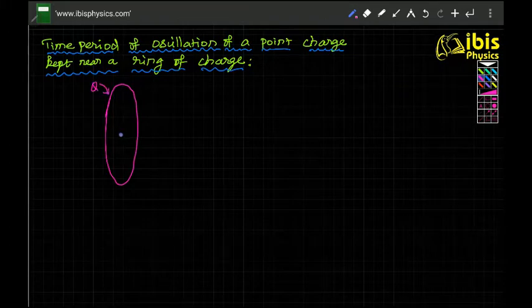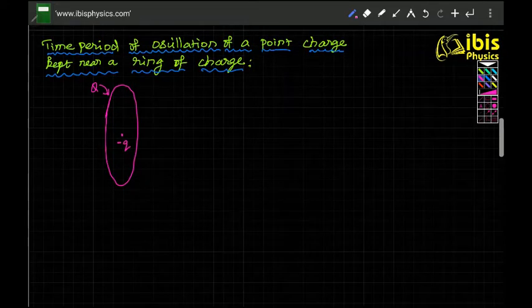And at the center, you are keeping a negative charge minus q. If you slightly push this charge to this side or this side through a small distance x, the distance x that you are pushing through has to be far smaller than the radius. In such a case, this negative charge kept at the center oscillates simple harmonically. So I am just letting it out at the beginning itself.